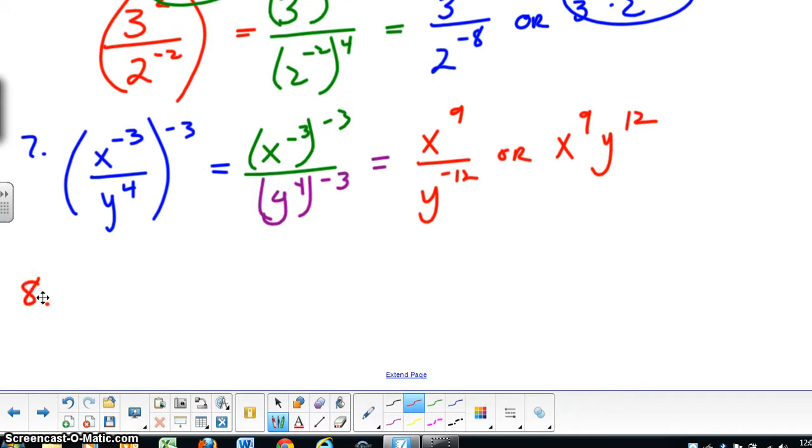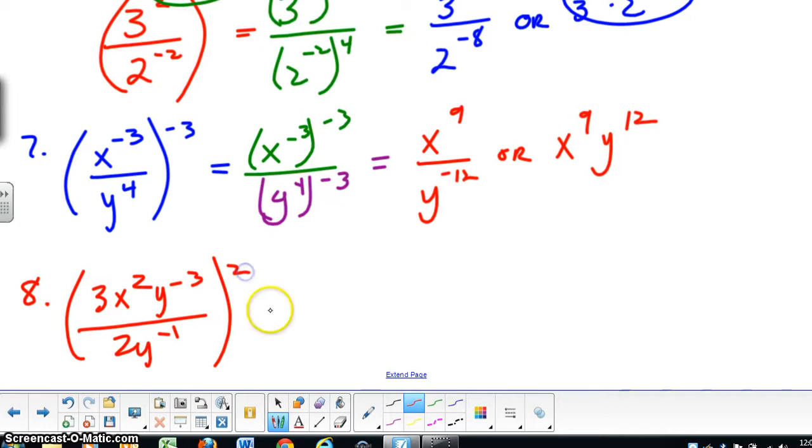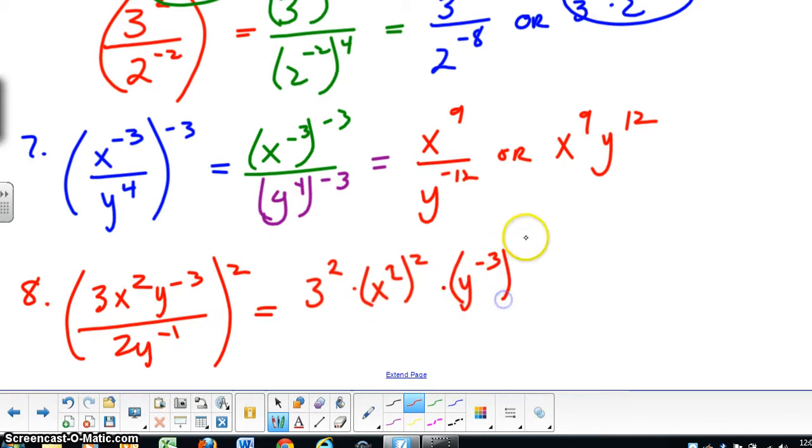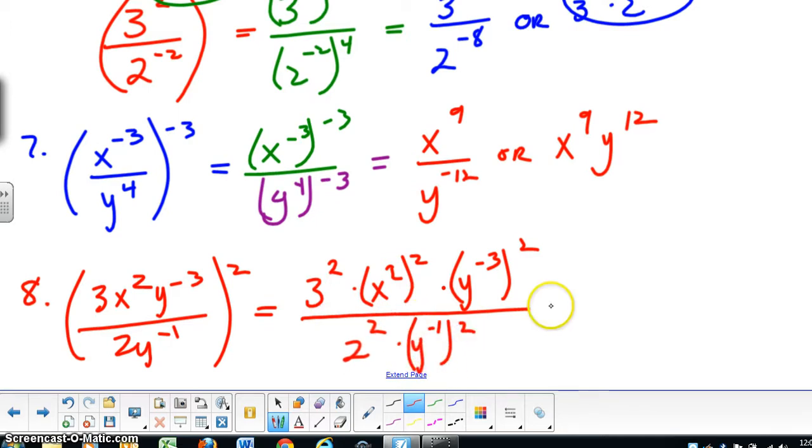Okay, number 8, I also want you to push pause. See how you will do on this one. Lots of things going on here. All to the second power. So go ahead and push pause, write that down, and try to solve it. So with squared on the outside, it would be 3 squared, x squared to the second power, y to the negative 3 to the second power, all over 2 to the second power, y to the negative 1, and the second power. Okay, so once you've spread it all out, now we can evaluate.